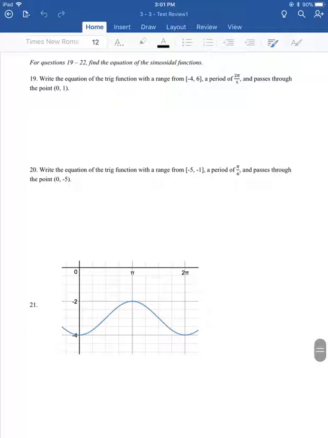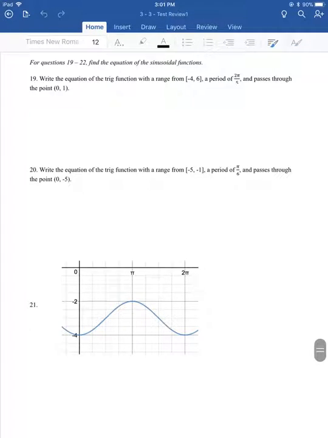All right, for the remaining ones, it's going to ask you to write the equation of the functions. So we've been doing this a whole bunch in class. So number 19, write the equation of the trig function with that range, that period, and it passes through that point. So from my range, I can figure out the amplitude and the midline.